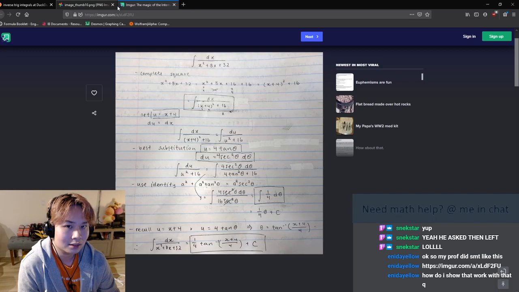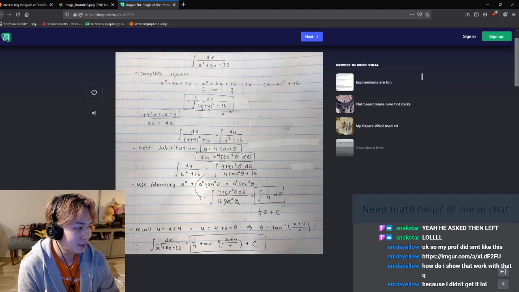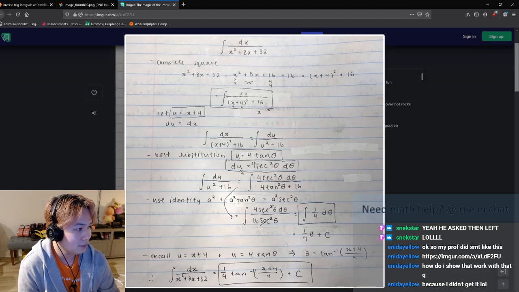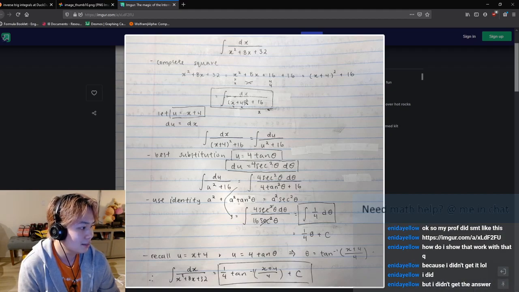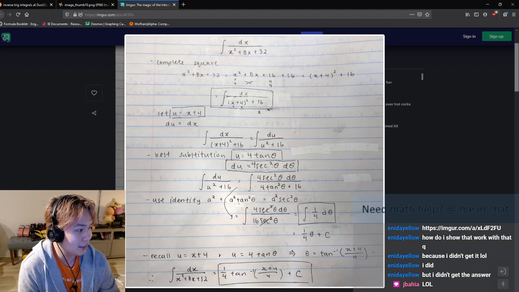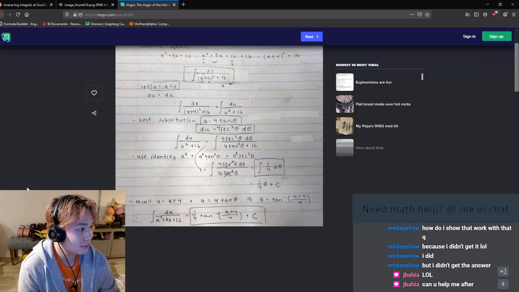How do you show work? You just copy this process. I mean, this is pretty clear. You just do the same thing with your numbers, because it's the exact same question. You didn't get the answer? Then make sure you did every step properly, because the only difference should just be numbers. Yeah. Why don't you just post your question, Jess?